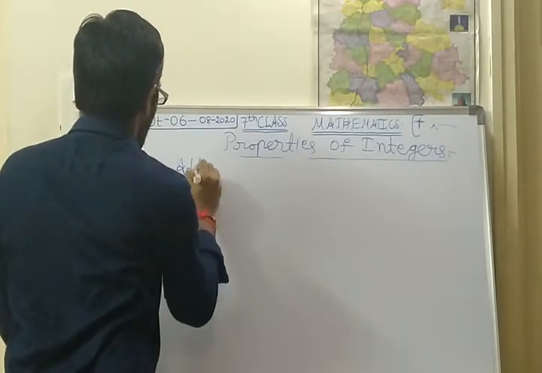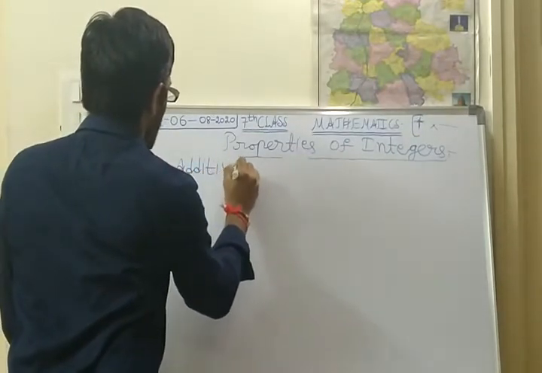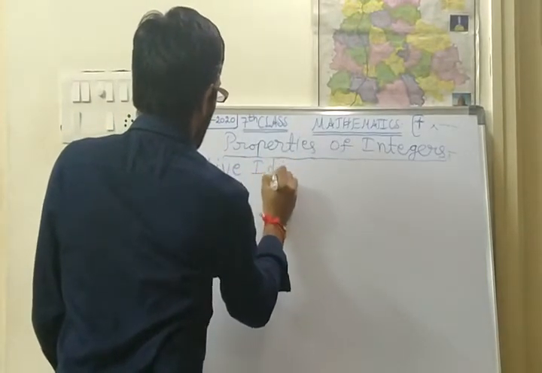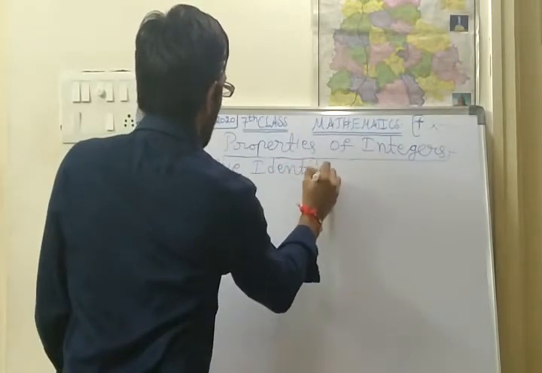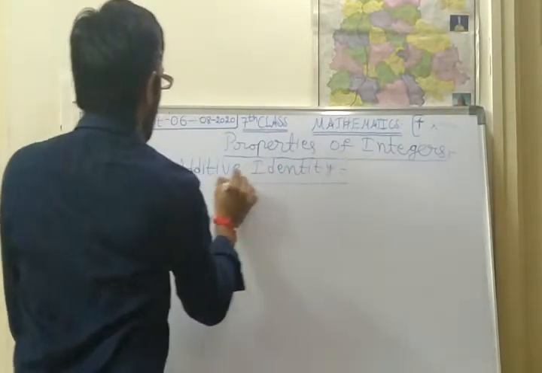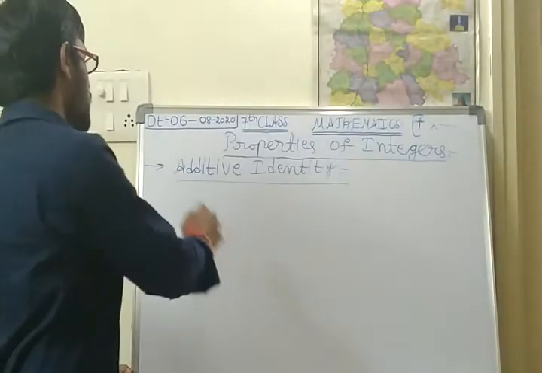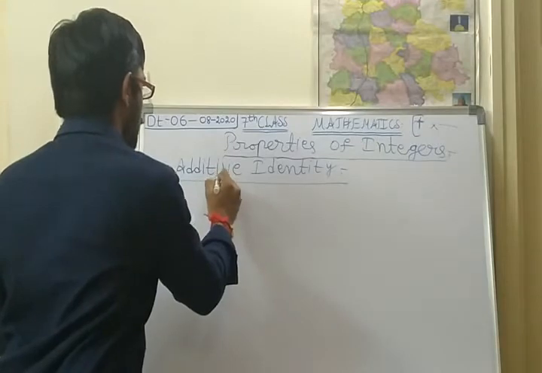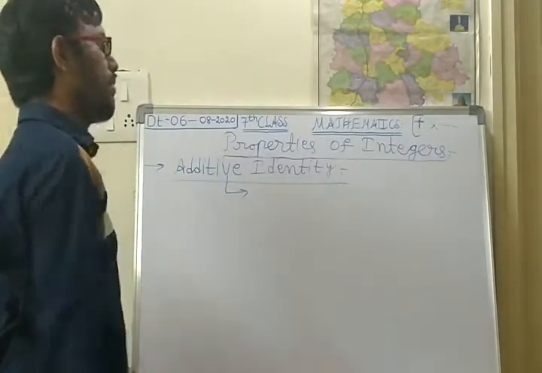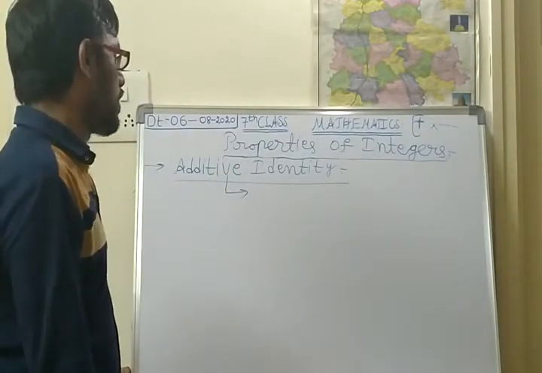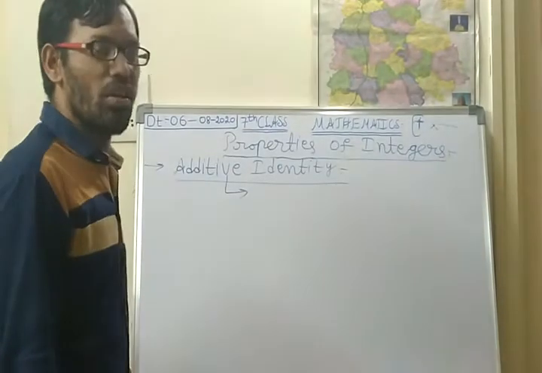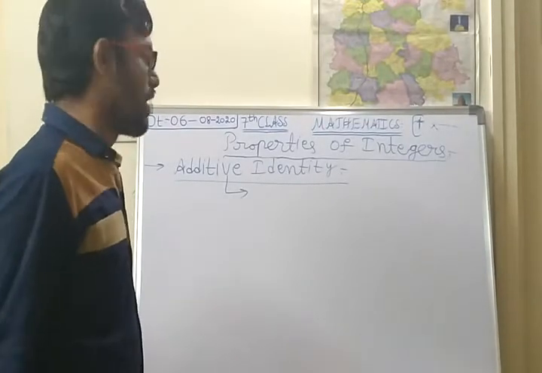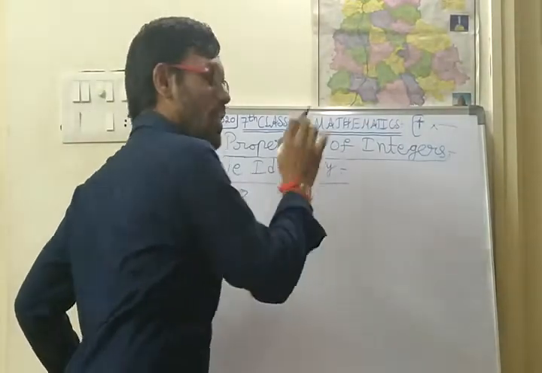Next one, additive identity, additive identity. So what is additive identity? Before going to the property, we shall see what is the meaning of additive. Additive means whenever you are adding any two integers, the result also should be the same integer.